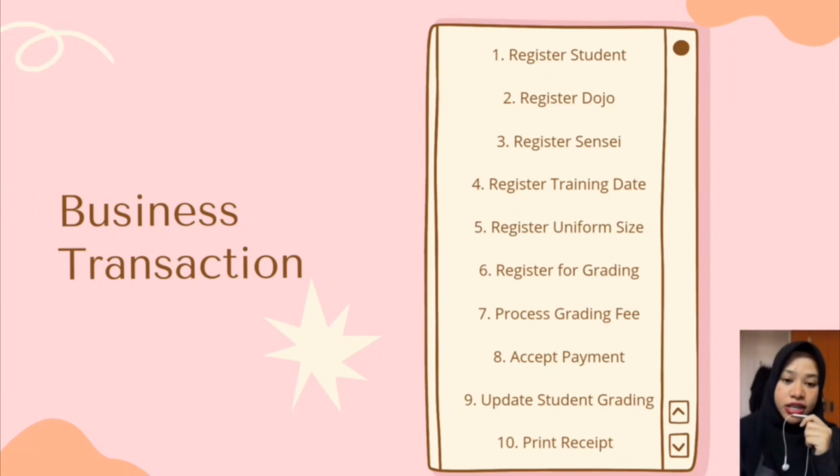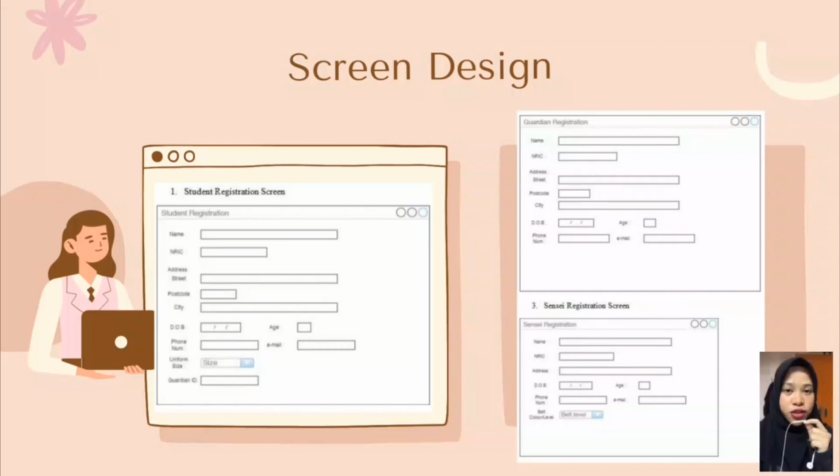Moving on, the Crackhead IT Karate system consists of 10 business transactions, which are register student, register dojo, register sensei, register training date, register uniform size, register for grading, process grading fee, accept payment, update student grading, and last but not least, print receipt. Each of these transactions will correlate with either one screen design or document.